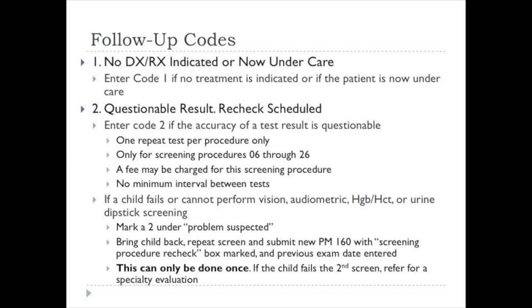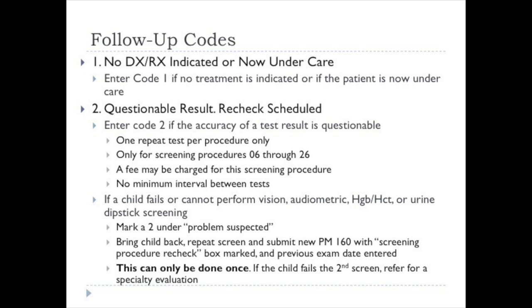If a second failure occurs, refer this child for a specialty evaluation. Follow-up code number 2 can be used only for screening procedures 6 through 26. A fee may be charged for this screening procedure, even though the result is questionable. There is no minimum interval required between rechecks. However, there are recommendations for certain screenings. For example, if a child fails an audiometric screening test, this child should be rechecked in 2 to 8 weeks, per California Medical Services recommendation.